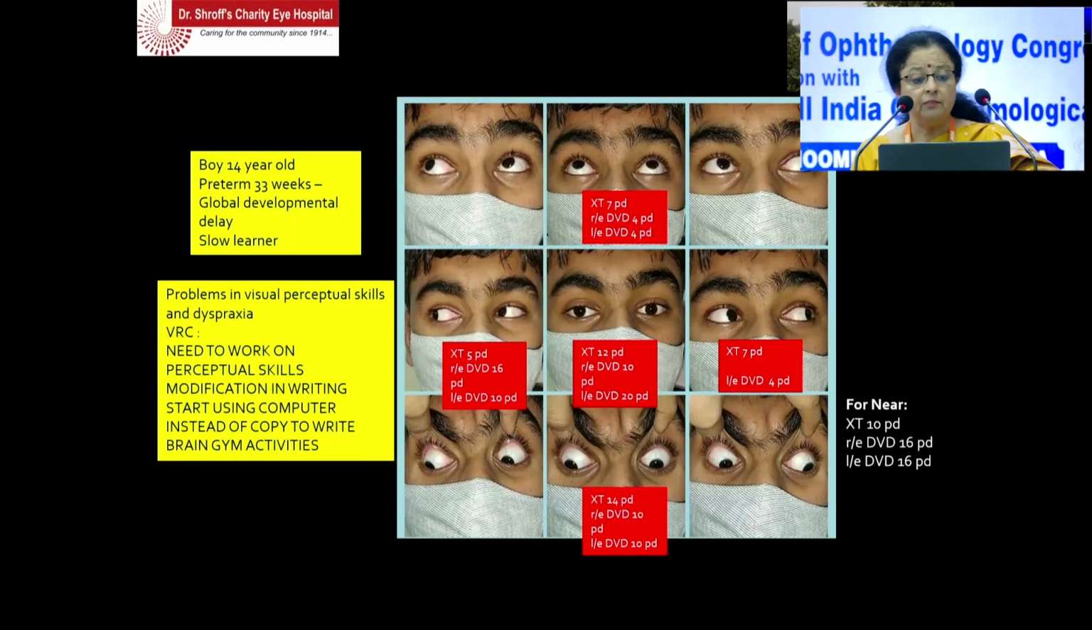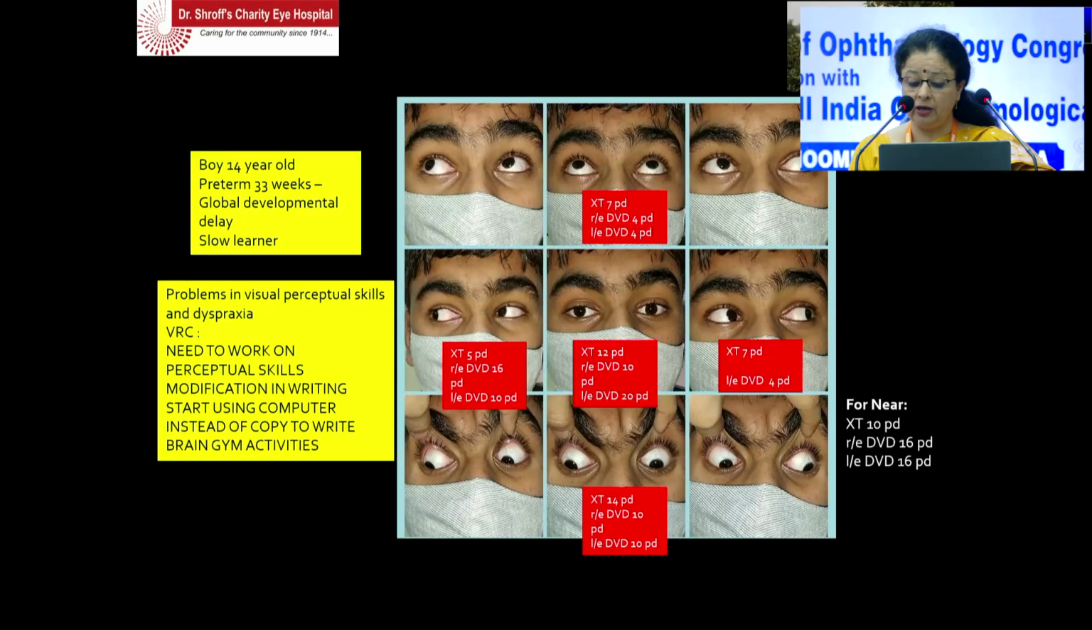This is another boy, 14 years old. Mainly you find that children with global developmental delay have these problems. They have DVD, and they have problems with visual perceptual skills and dyspraxia. We did exercises, but the boy could not make any geometrical figures on the protractor, any circles or anything. He was saying, please make the eye drift up, please make it okay.